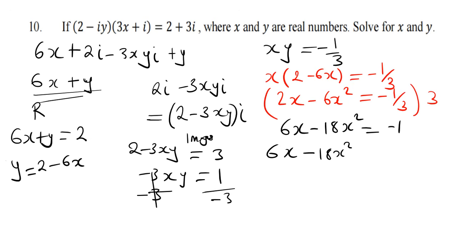Okay, 18x squared. Let me just do the opposite. I'm going to take these expressions to the other side. When I take them, the negative 18 is going to become positive, so positive 18x squared. Then I'm going to have negative 6x, then negative 1. Yes, so this one is written in a nice form.